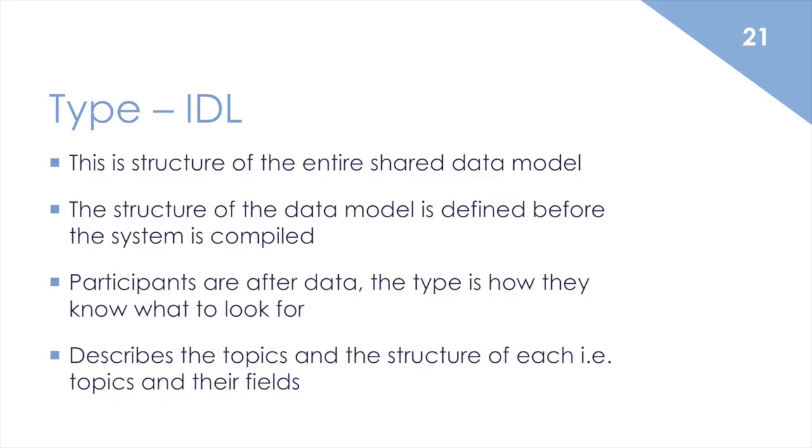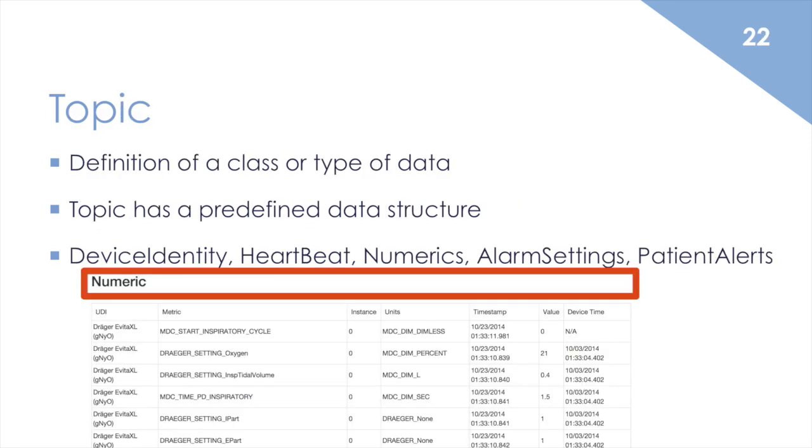Participants are looking for data, and the type is how they know what they are looking for. Topic. In the DDS publish-subscribe middleware system, topic is merely a string, but it's more than that. It's a rendezvous point so that publishers to the system can find associated subscribers. So if I'm a publisher of device identity, I would identify that as the topic to which I'm publishing. And if I'm interested in the identity of devices, I would subscribe to that topic. And in this way, we'd find each other on the network for data exchange.